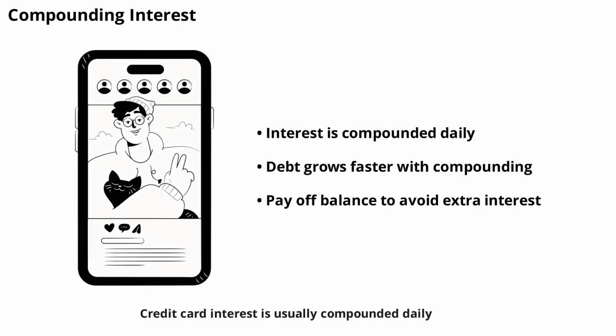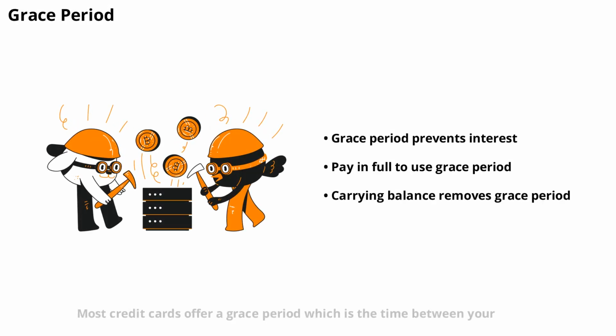Credit card interest is usually compounded daily. This means each day's interest is added to your balance, and the next day's interest is calculated on the new, higher amount. Compounding can make your debt grow faster if you don't pay off your balance. Understanding compounding helps you see why it's important to pay down your debt quickly and avoid carrying a balance whenever possible. Most credit cards offer a grace period, which is the time between your purchase and when interest starts accruing.